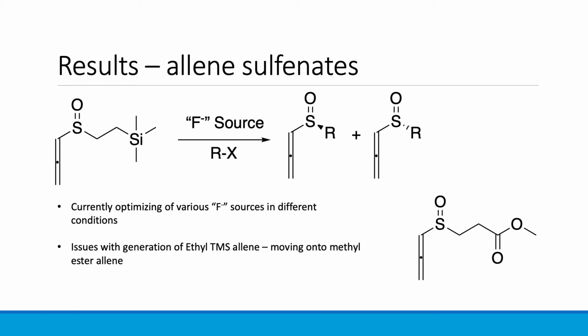For the allyl sulfenate portion of the project, the main focus has been testing various fluoride anion sources in different conditions for sulfenate generation. The mechanism of the reaction has also been probed due to interest in formation of a potentially double anionic species. Also, due to the expense associated with generating the TMS sulfenate, more work is going to be put into generating and optimizing the methyl ester sulfenate precursor.